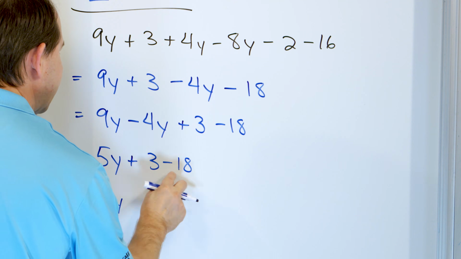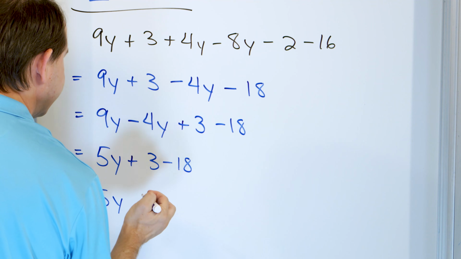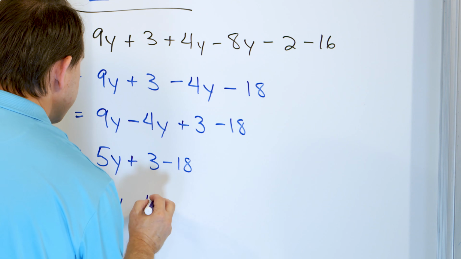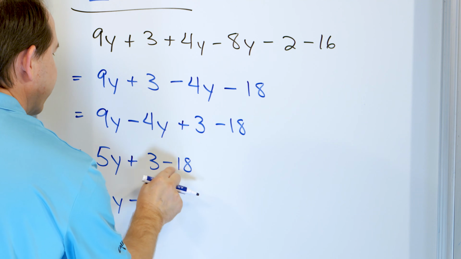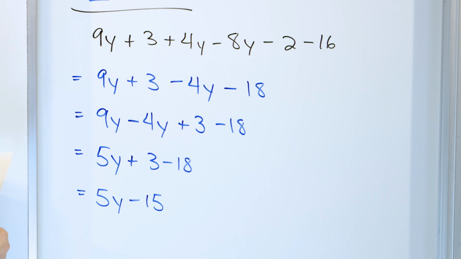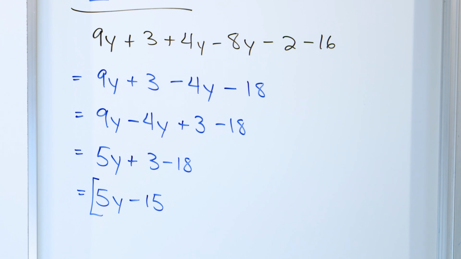And I have to deal with 3 minus 18. What do you do when you can't do the subtraction? You just subtract as usual. 18 minus 3 is 15, but then you make it negative because it's backwards, right? The sign goes with the larger absolute value. So you have 5y minus 15. 5y minus 15, that is the final answer.